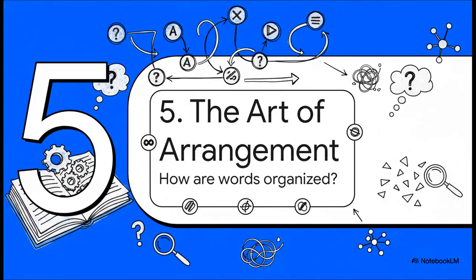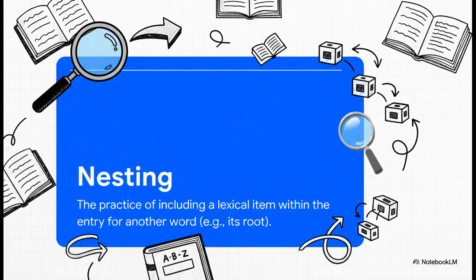All right, we've made it to our last section, the art of arrangement. Now that you've got all these entries, how do you actually organize the dictionary? And believe it or not, it's not always as simple as just going from A to Z. And this leads us to a key technical term, nesting. Nesting is just what it sounds like. It's when you tuck a related word, like a derivative, inside the main entry for the root word. So, for example, instead of giving folksiness its very own entry, it might just be listed at the end of the entry for folksy. This saves space, and it also shows how words are related to each other.